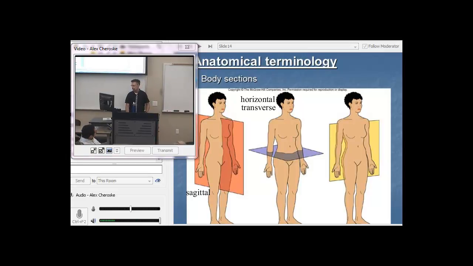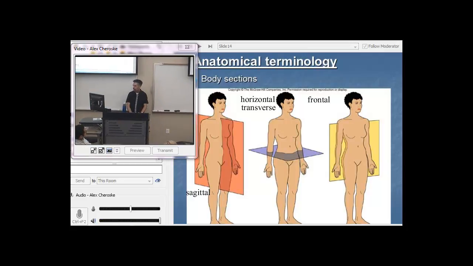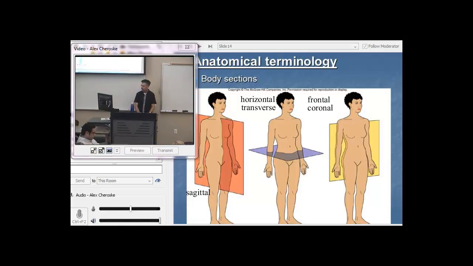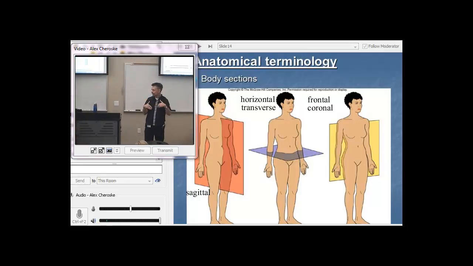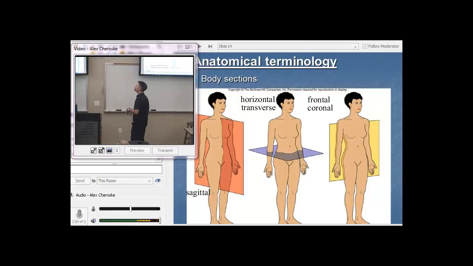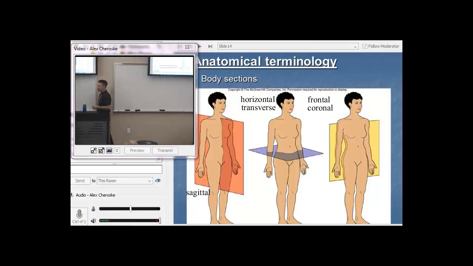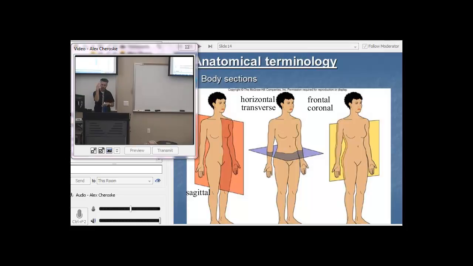The last one that we have here is called a frontal or a coronal cut. That one, as you see, divides the heart or the body or whatever into an anterior and a posterior, a front and a back. So it would be pretty important, like we said, if you were cutting up a heart, to know exactly which way to cut it.